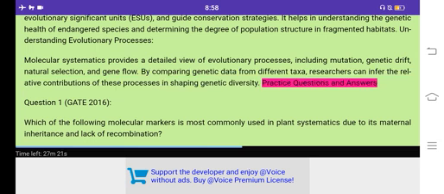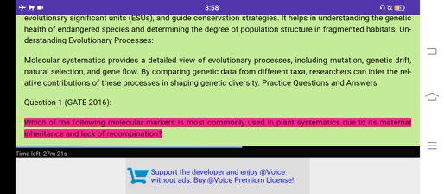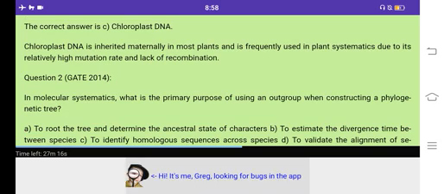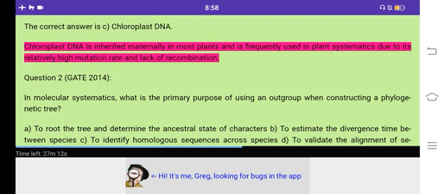Practice questions and answers. Question 1, GATE 2016. Which of the following molecular markers is most commonly used in plant systematics due to its maternal inheritance and lack of recombination? A. Nuclear DNA, B. Mitochondrial DNA, C. Chloroplast DNA, D. Ribosomal RNA. Answer. The correct answer is C, chloroplast DNA. Chloroplast DNA is inherited maternally in most plants and is frequently used in plant systematics due to its relatively high mutation rate and lack of recombination.